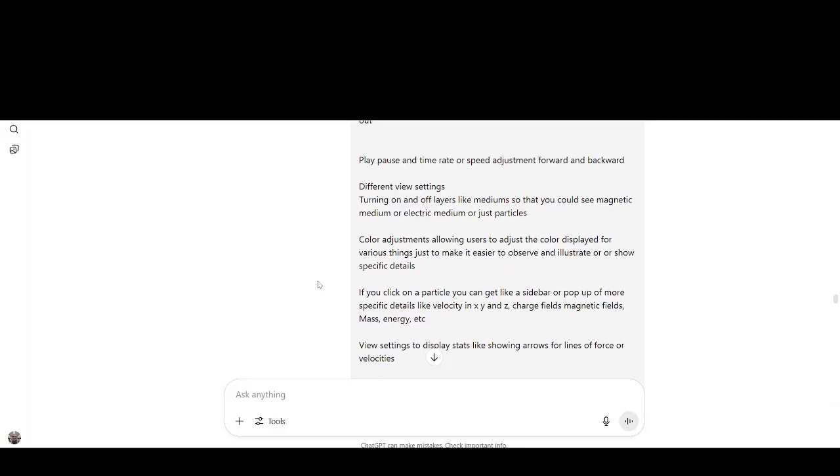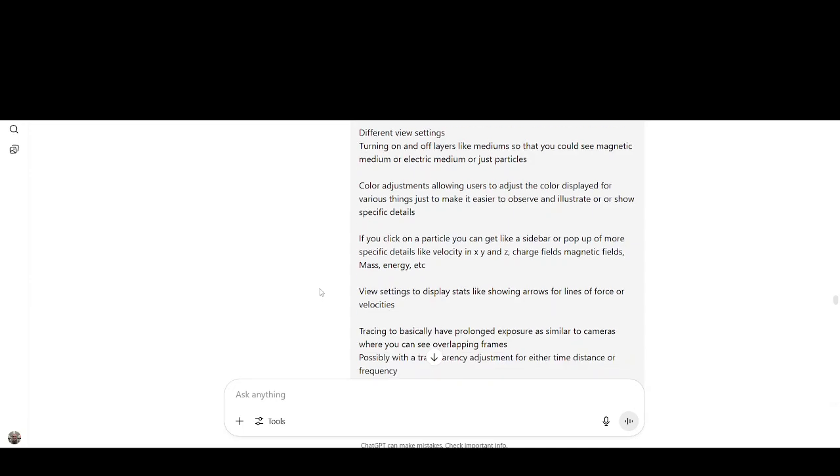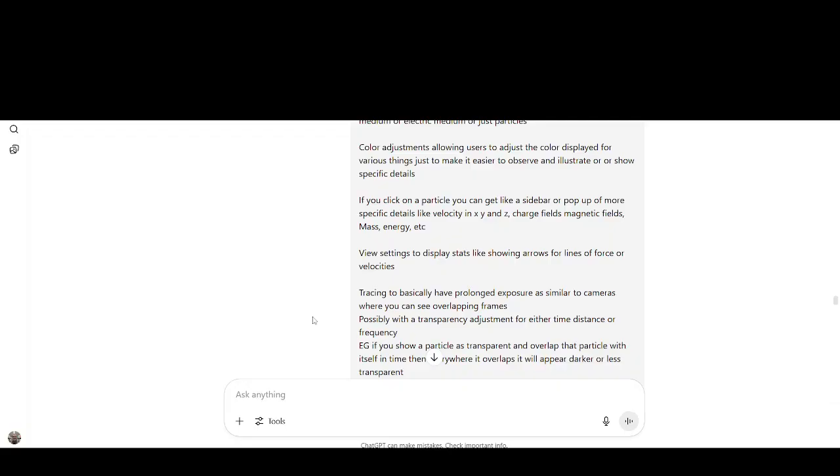Different view settings, turning on and off layers like medium so that you could see magnetic medium or electric medium or just particles. Color adjustments, allowing users to adjust the color displayed for various things just to make it easier to observe and illustrate or to show specific details. If you click on a particle, you can get a sidebar or pop-up of more specific details like velocity and XYZ, charge fields, magnetic fields, mass, energy, etc.